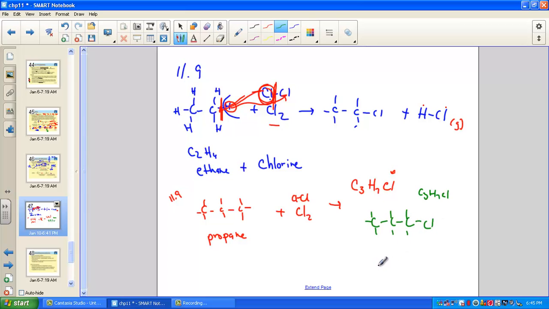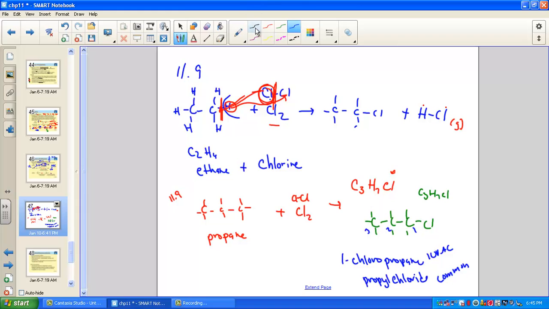C3H7Cl. To name this with the IUPAC name, remember that the carbon right here gets the number 1. So we would call that 1-chloropropane. Alrighty, 1-chloropropane. Or we could call it propyl chloride. This is the IUPAC name. This is the common name.